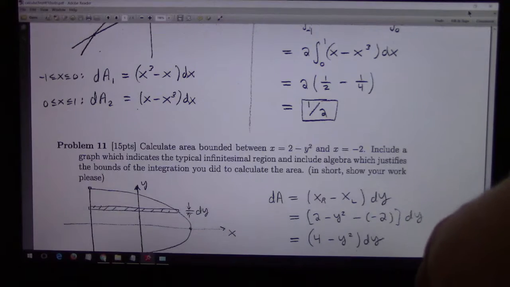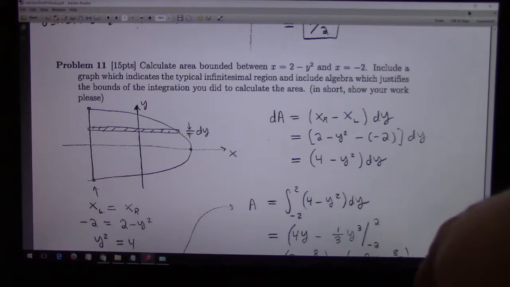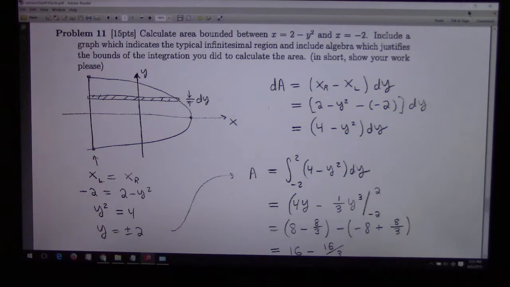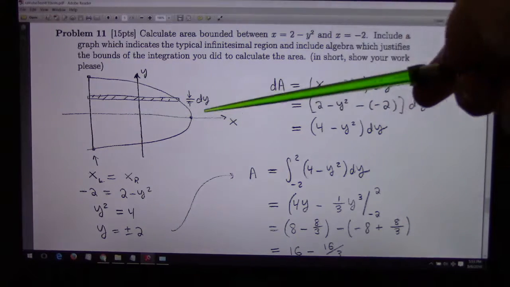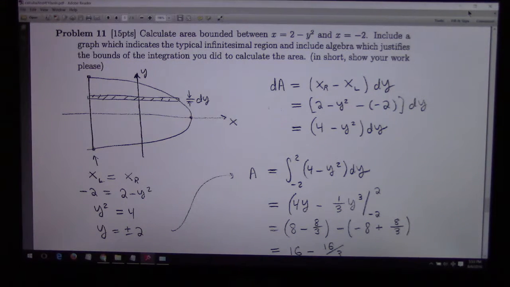Careful with symmetry. If it's not there and you assume it's there, you'll be wrong. Area bounded by x equals 2 minus y squared and x equals minus 2. So this is a left opening sideways parabola, and this is a vertical line. And that's basically the area you're trying to calculate. So I think the convenient thing to do is to do horizontal rectangles as the typical infinitesimal region.